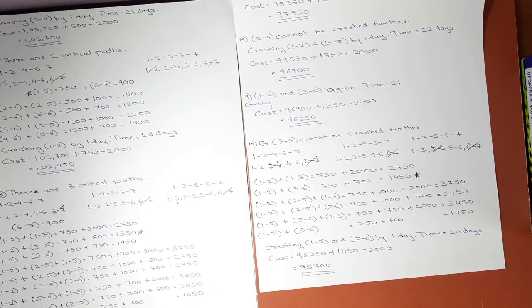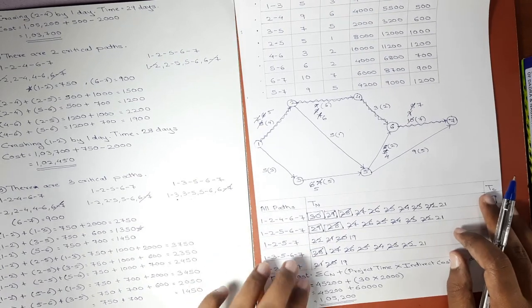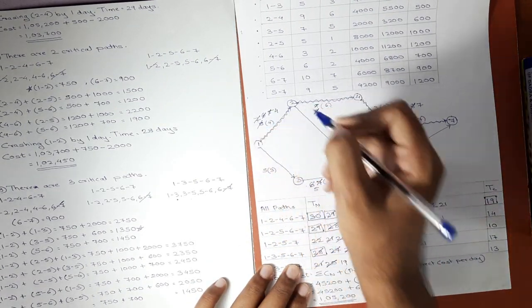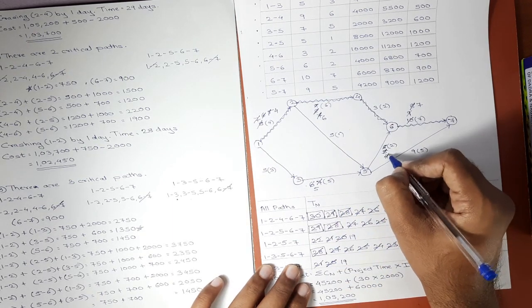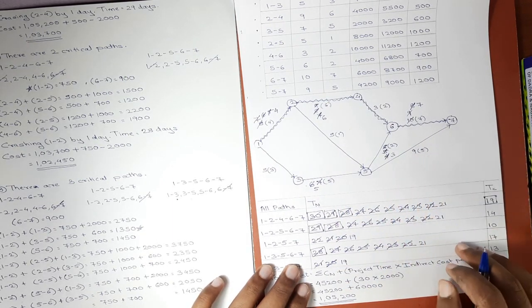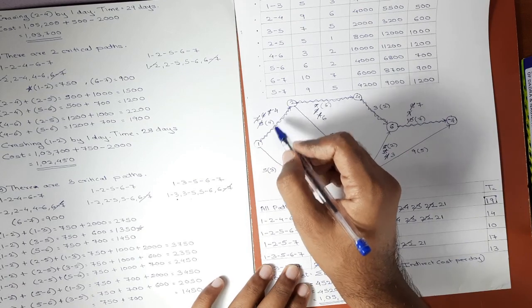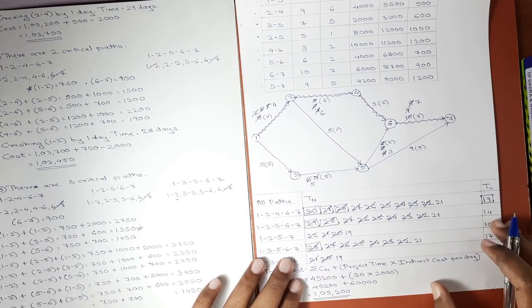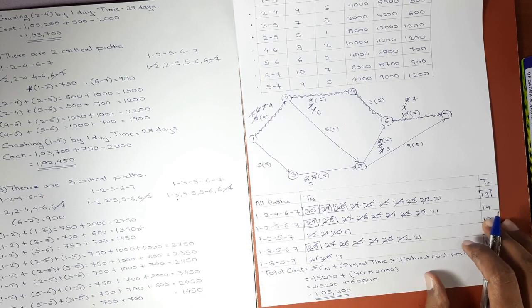We'll just update it in the network diagram. Okay, 1 2 was 5, now it will become 4. 5 6 was 4, now it will become 3. Now if you see over here, normal time and crash time of 1 2 is same, so activity 1 2 is exhausted, it cannot be crashed further.